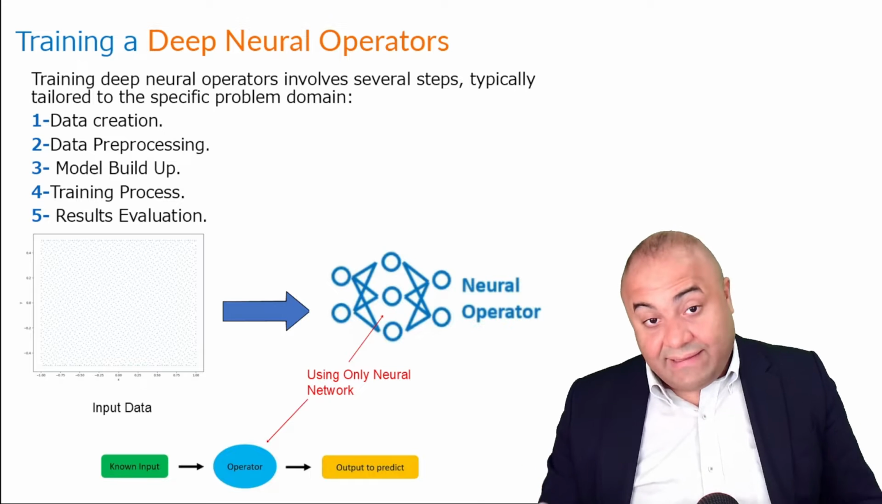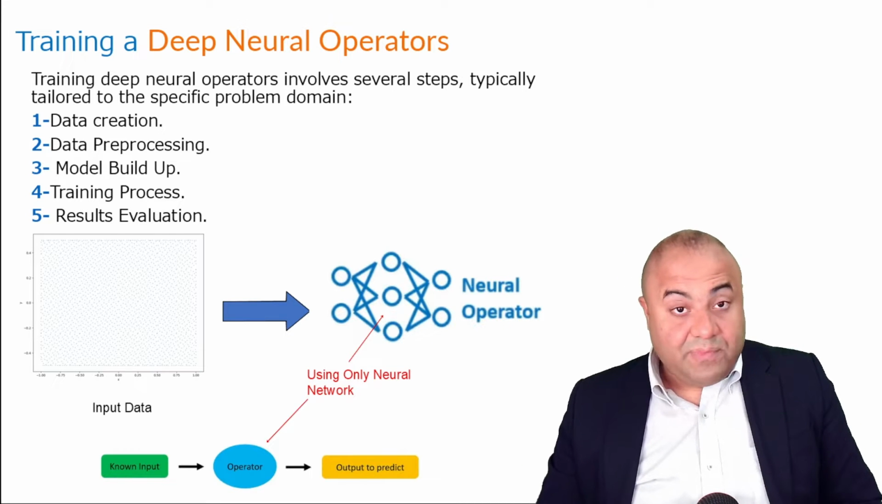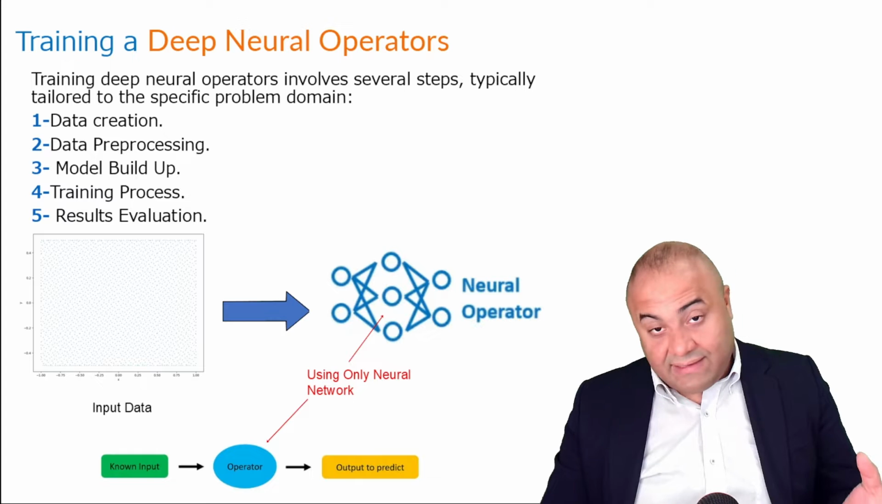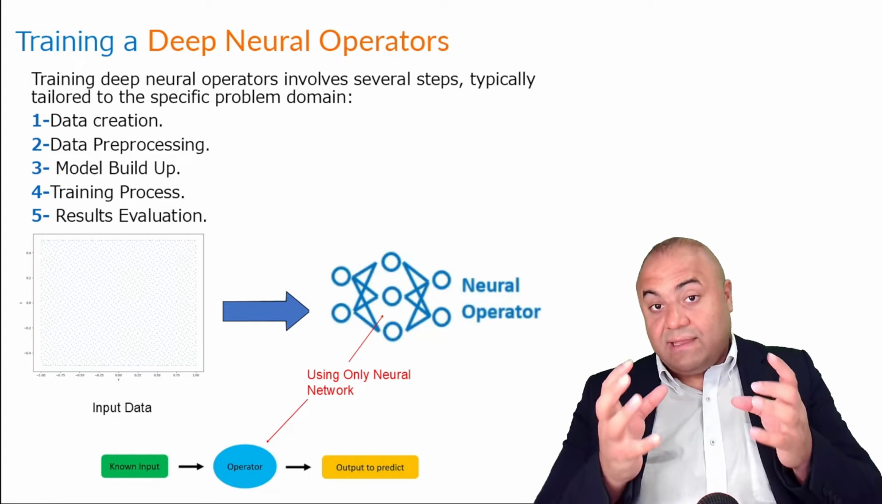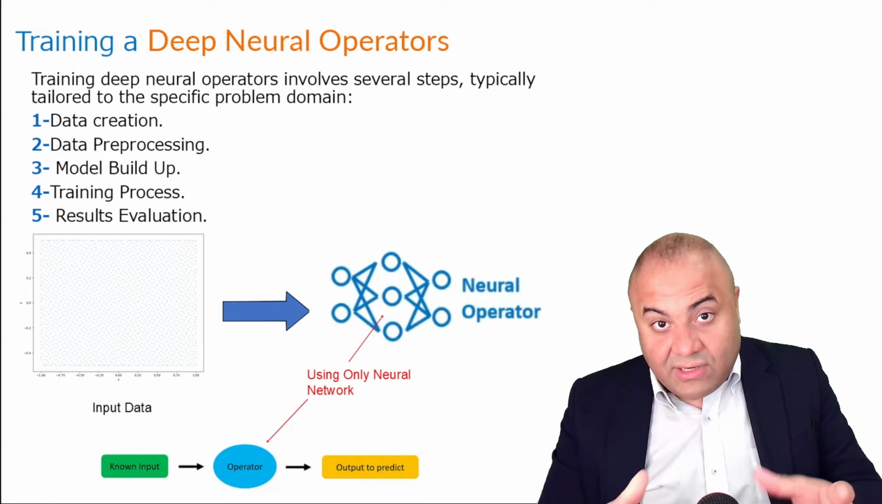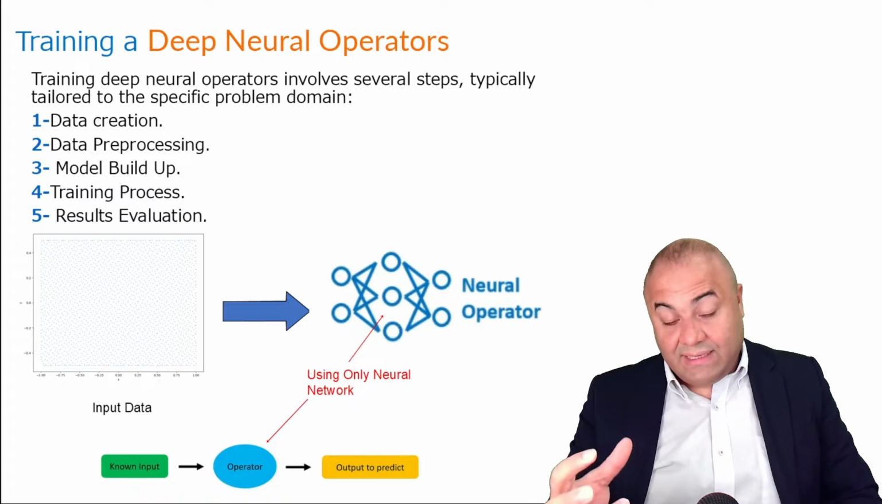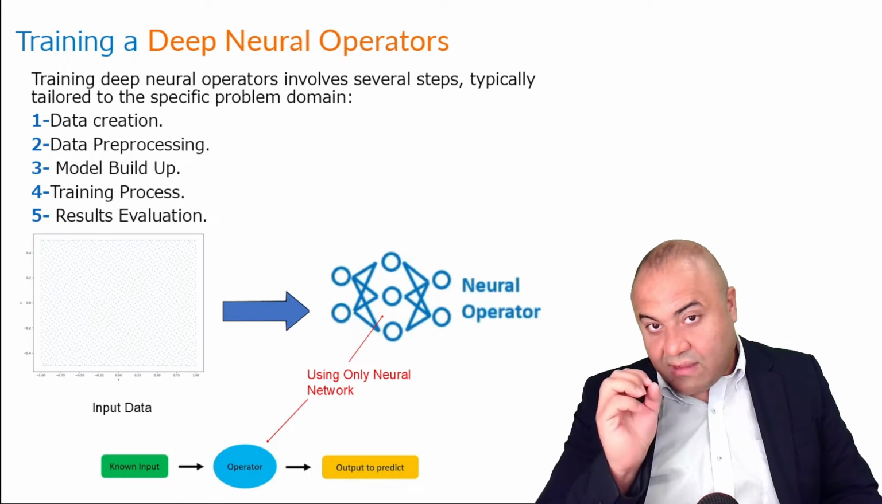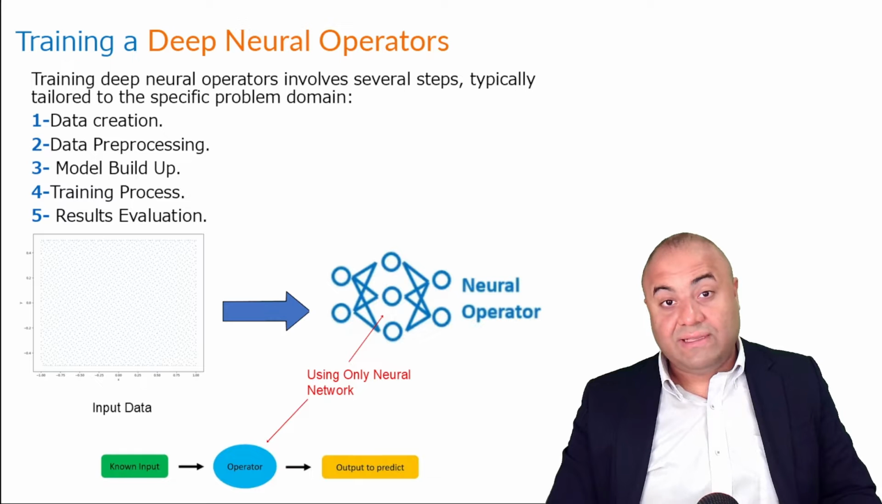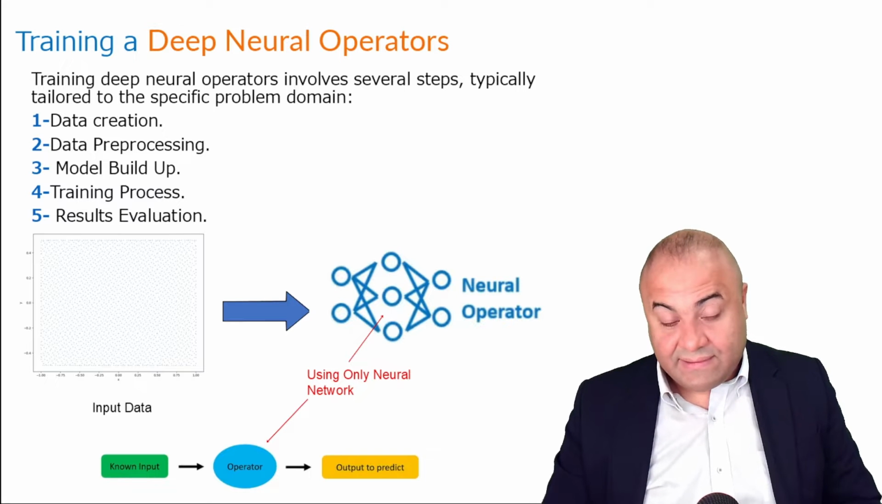So after you create the data, you need to pre-process it. After creating the data, we need to pre-process it in a way that is suitable for a neural operator. And we can see it is a little bit different. How can we enter the data into these neural operators?